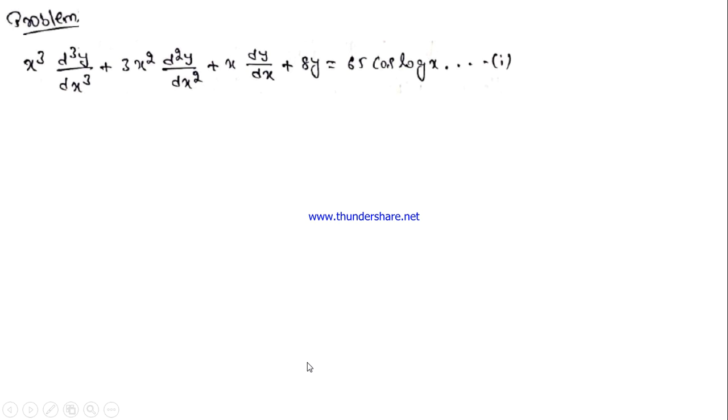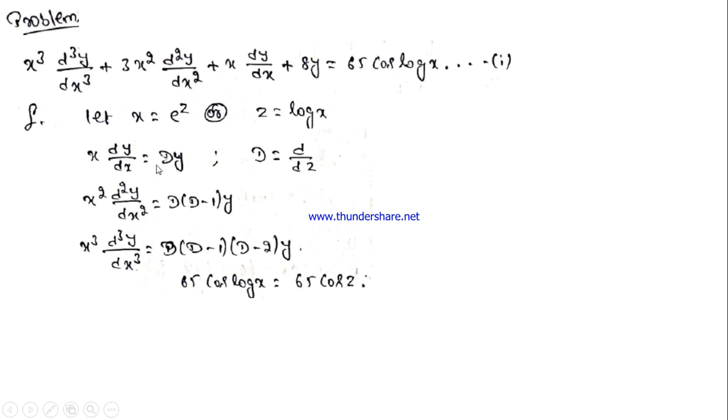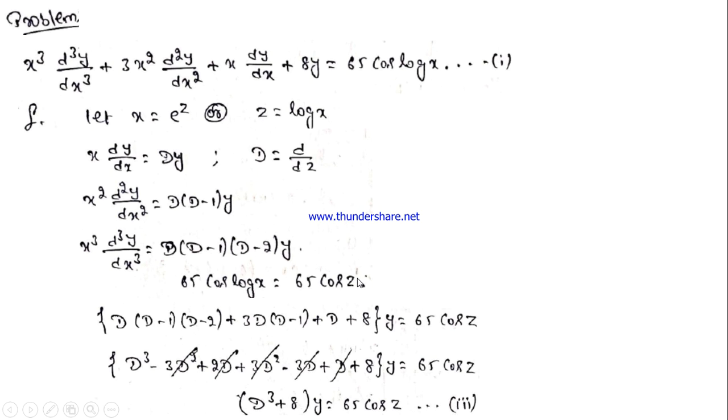So I have just considered a trigonometric problem directly. Let me put x equal to e power z or z equal to log x. So with this, x dy by dx becomes dy. This is what happens with the second order derivative. Third order derivative is present in this problem, so I am supposed to consider the third order derivative also here. And 65 cos z. Now substitute all these things back in the given differential equation. It just converts this equation into d cubed y plus 8y equal to 65 cos z.